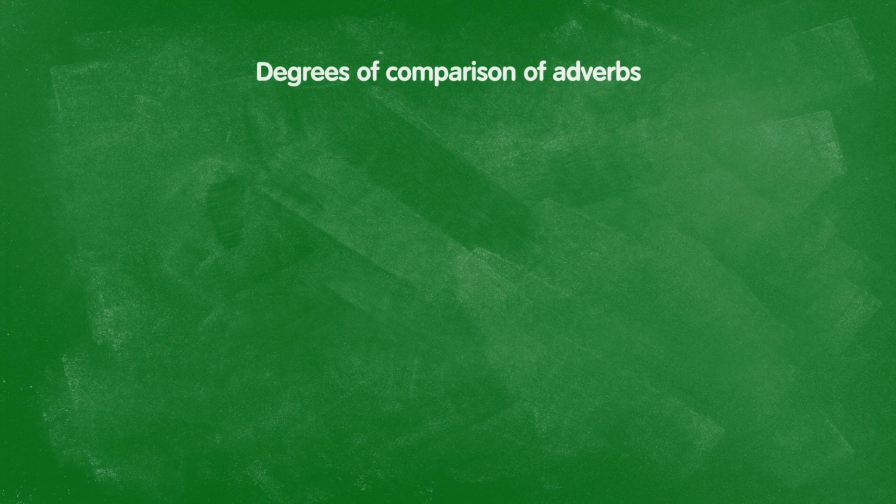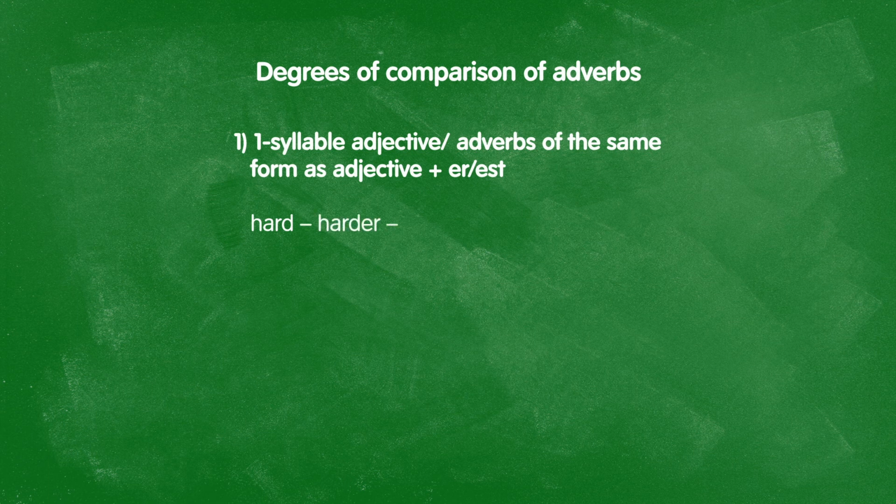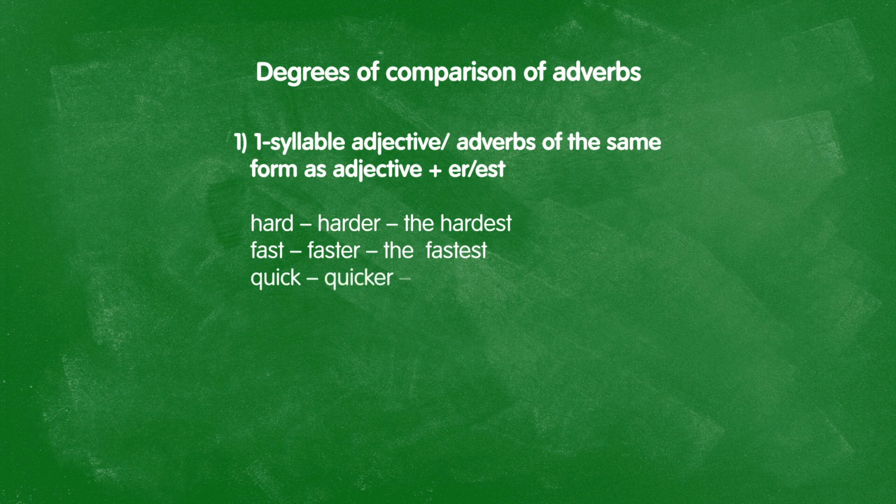Some adverbs also have high degrees of comparison, and to form these, they have their own sets of rules. For any monosyllabic, or one-syllable adverbs, these will all follow the same rules as adjectives. Hard becomes harder and the hardest. Fast becomes faster and the fastest. Same for quick, quicker, and the quickest. And early, earlier, and the earliest.